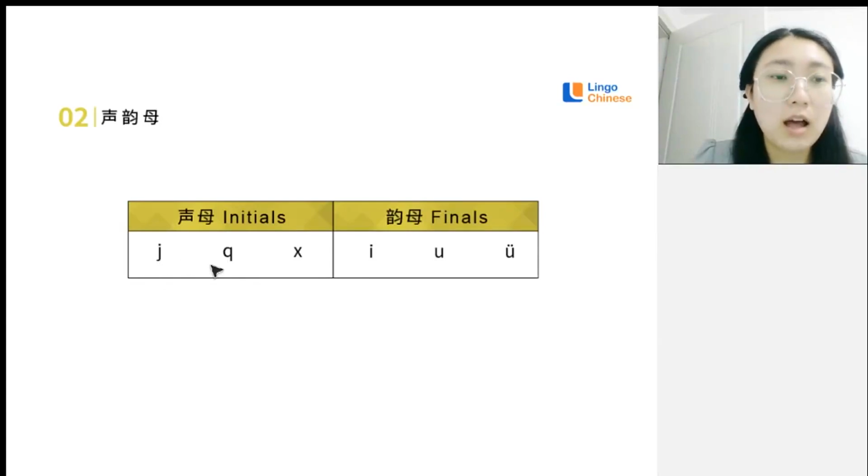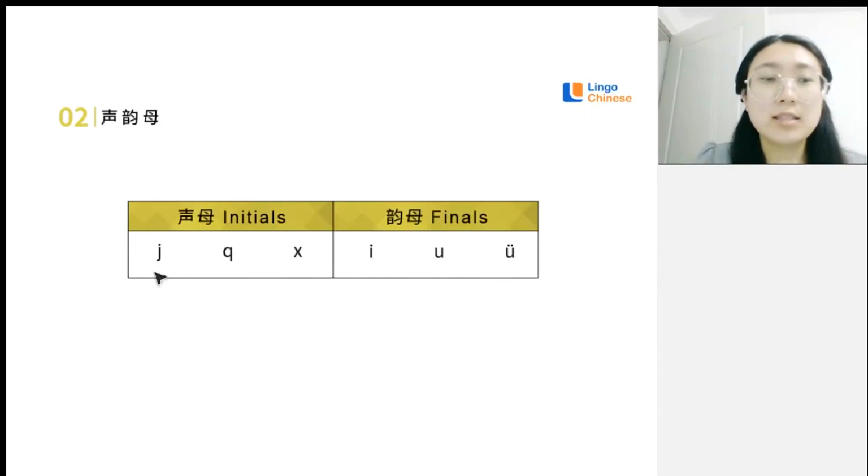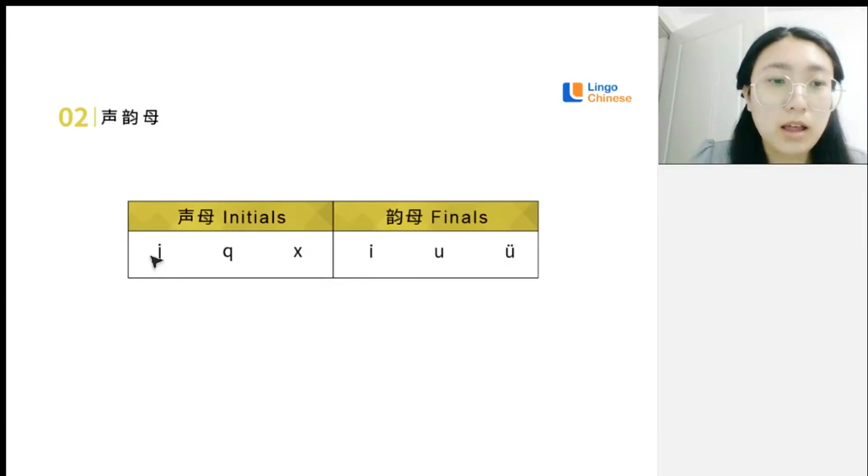鸡, 七, 西. It's a little similar to the initials we learned, 知, 吃 and 诗. But actually there's not very much difference, so you can just find your own way to practice these initials.